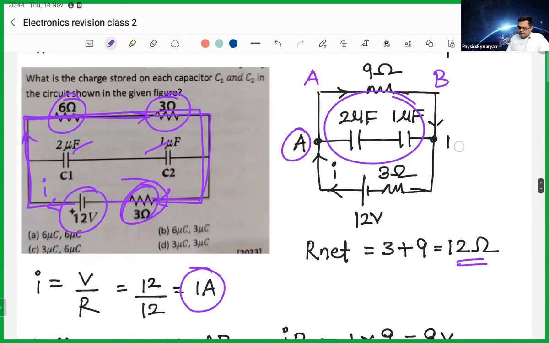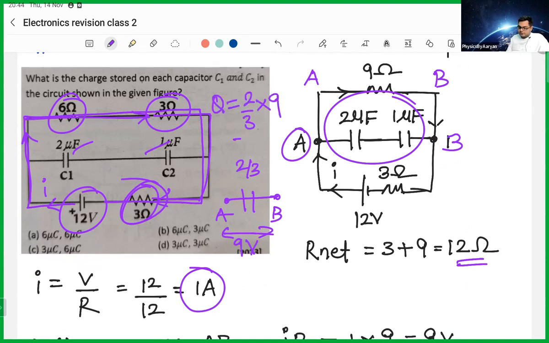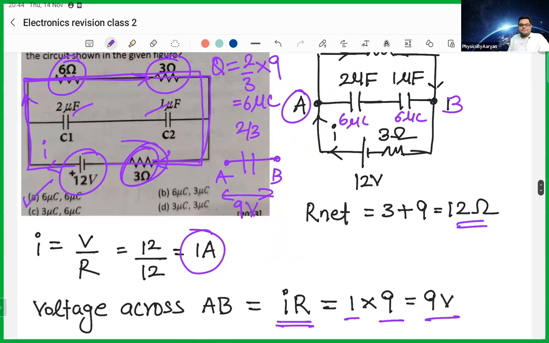So I have found out a lot: between A and B my capacitance is 2 by 3 and my voltage is 9 volt. So what is the charge here? Charge will be CV, so 2 by 3 into 9, which is 6 microcoulomb. Now both will have 6, this one 6 microcoulomb and this one also 6 microcoulomb, because in series the charges are the same and the voltages are different. In series currents are the same, voltages are different. So since both are in series, how much charge will be on each? 6 and 6. So the total charge on each capacitor is 6, which is option A.